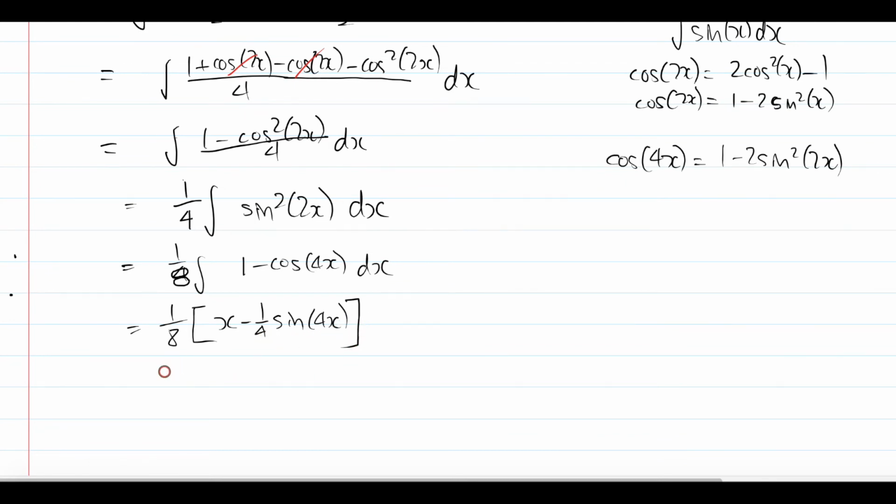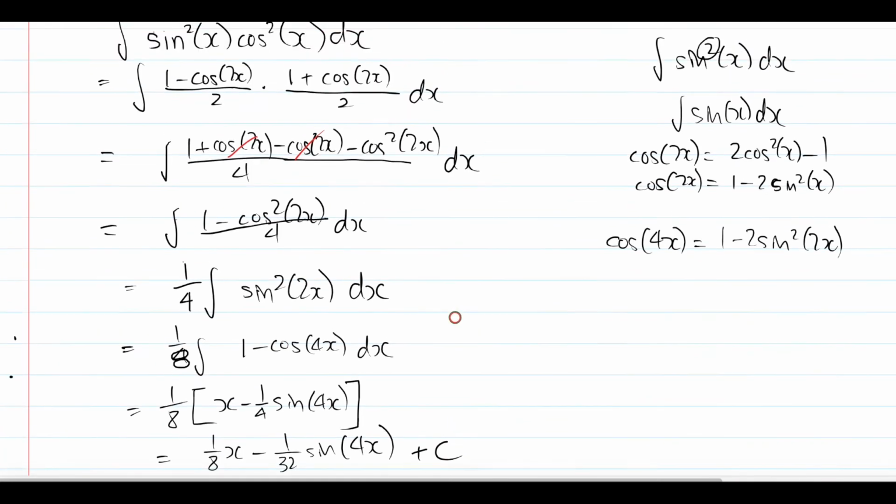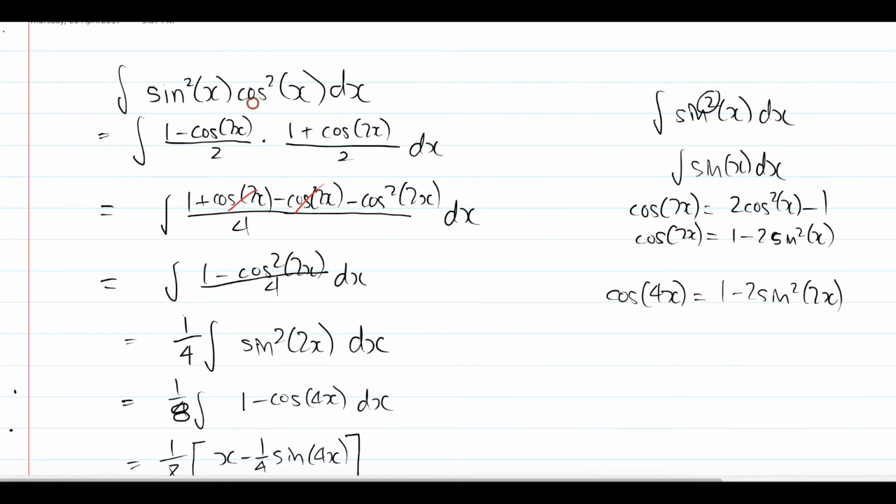And that's pretty much it. Expand it out. You should be able to get your answer. 1 on 8x minus 1 on 32 sine 4x. So that's how you do this question. And also, of course, plus c. And that's how you do this question if you're given sine square and cos square together.